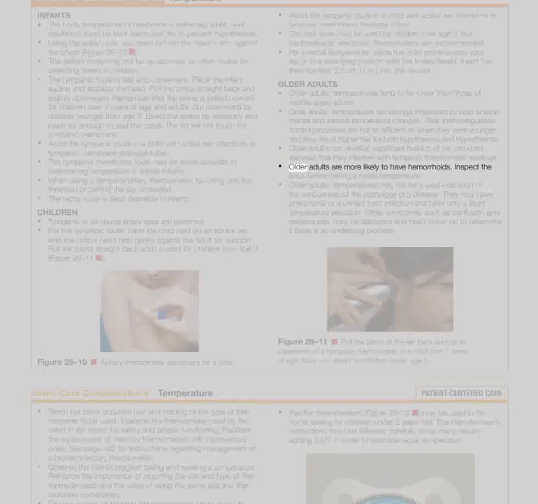readings. Older adults are more likely to have hemorrhoids. Inspect the anus before taking a rectal temperature. Older adults' temperatures may not be a valid indication of the seriousness of the pathology of a disease. They may have pneumonia or a urinary tract infection and have only a slight temperature elevation.